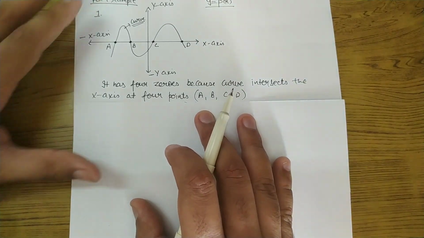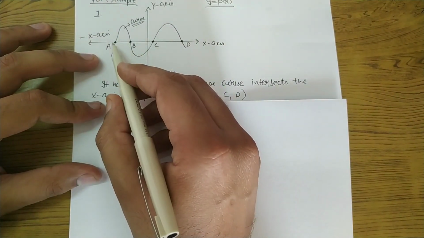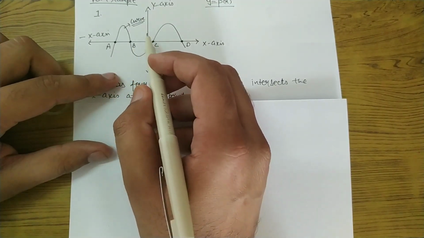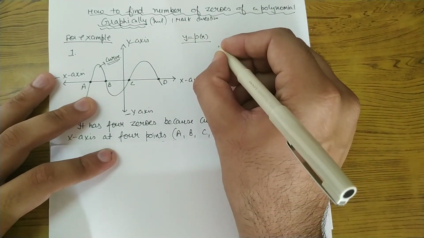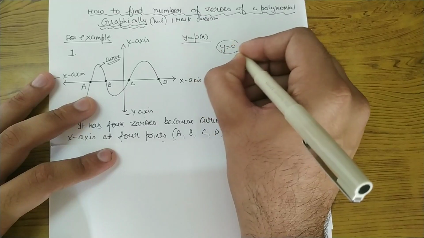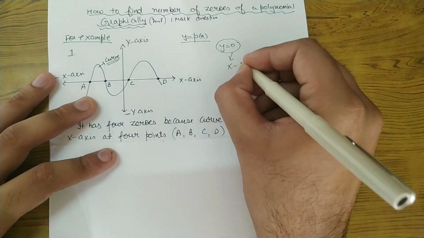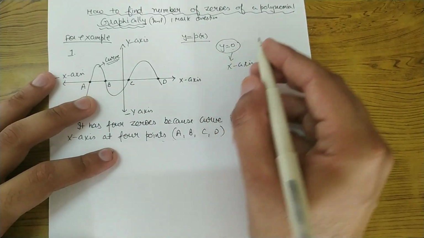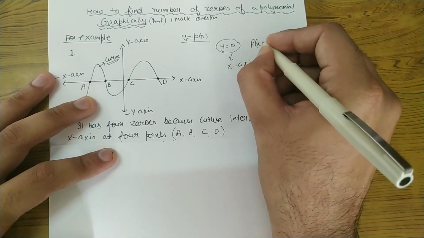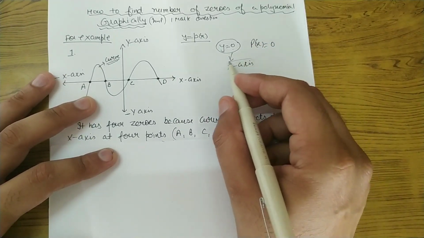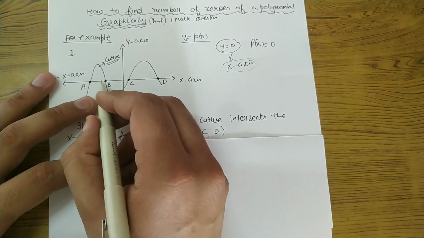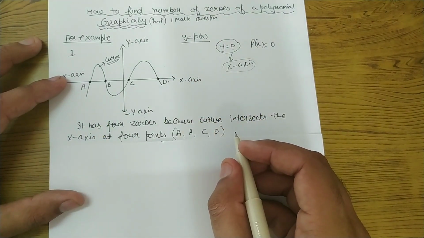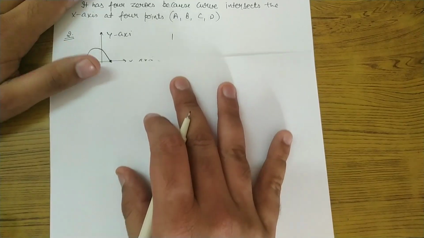Now we focus only on the intersection points of a curve with the x-axis. I will not see the y-axis. Why? Because we can find the zero if y is 0, and y = 0 means the x-axis. So when y becomes 0, meaning p(x) is 0, it is the x-axis. So the number of intersections of the curve with the x-axis is the number of zeros.